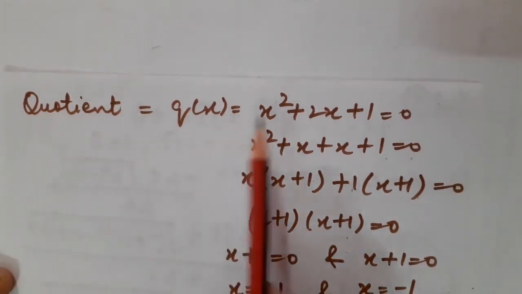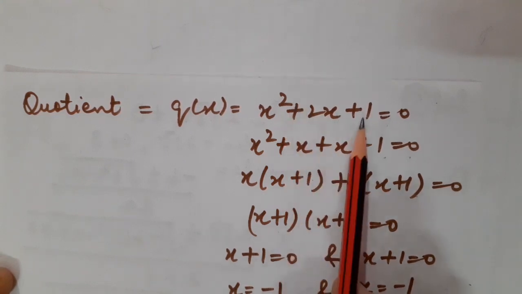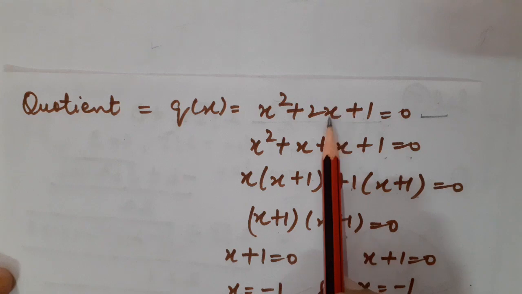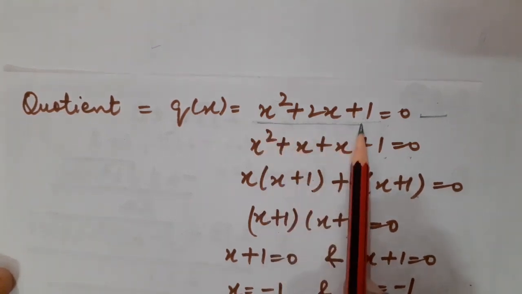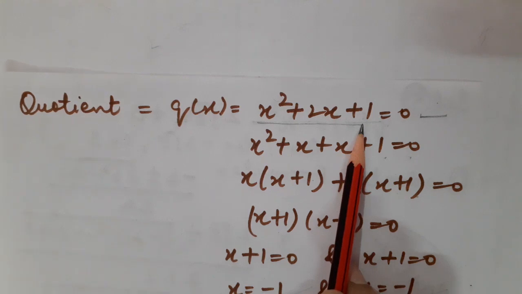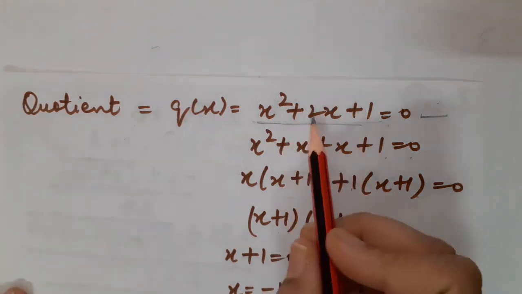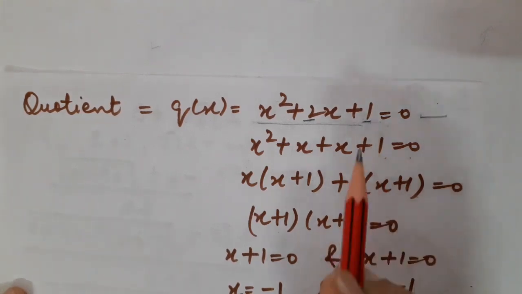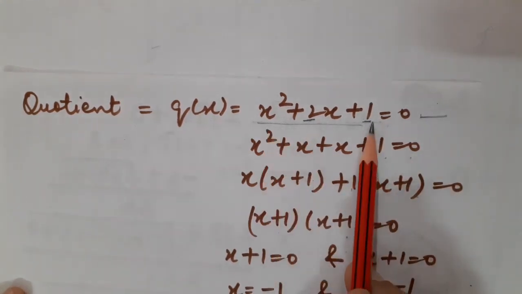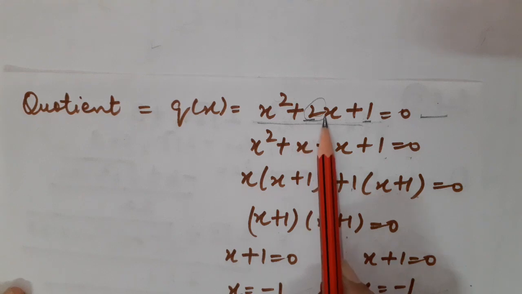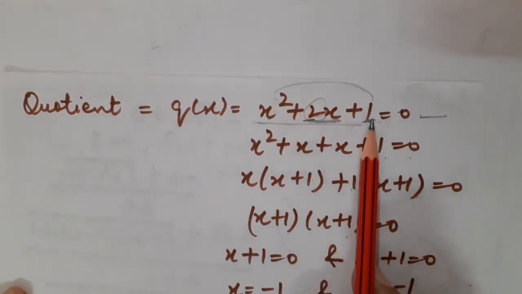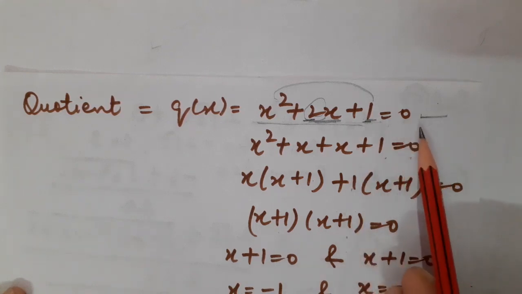We have got Q(x) as x square plus 2x plus 1. I am just going to equate it to 0. So this is nothing but a quadratic polynomial. You have to apply the factorization method, which we also call splitting the middle term. What is the sum? Sum is 2. And what is the product? Product is 1. So you have to factorize it in such a way that the sum of both the factors should be 2x and the product should be 1x square, or I can call it x square also.